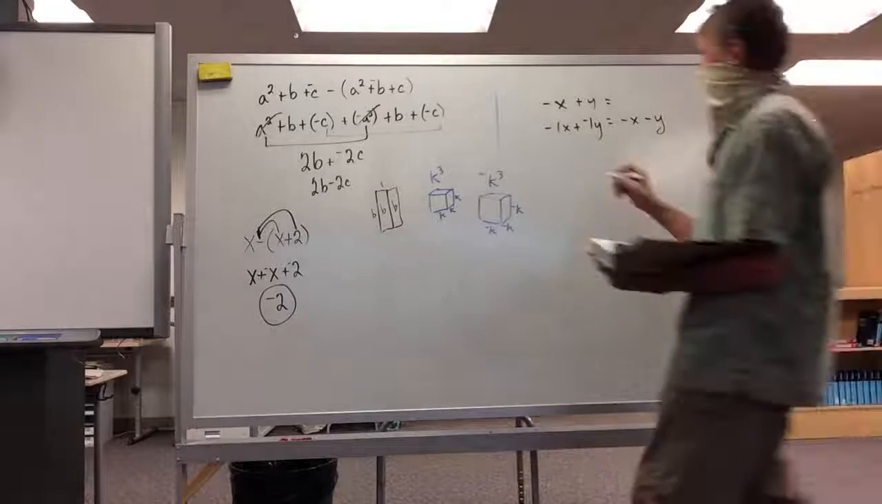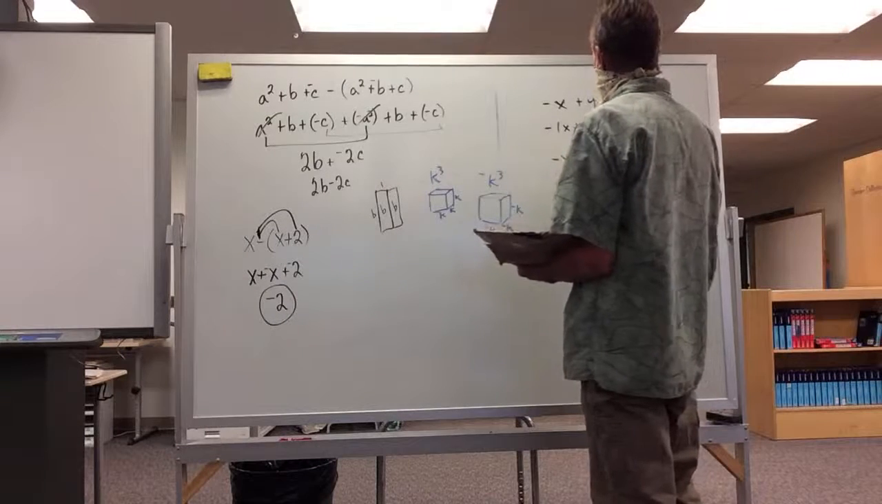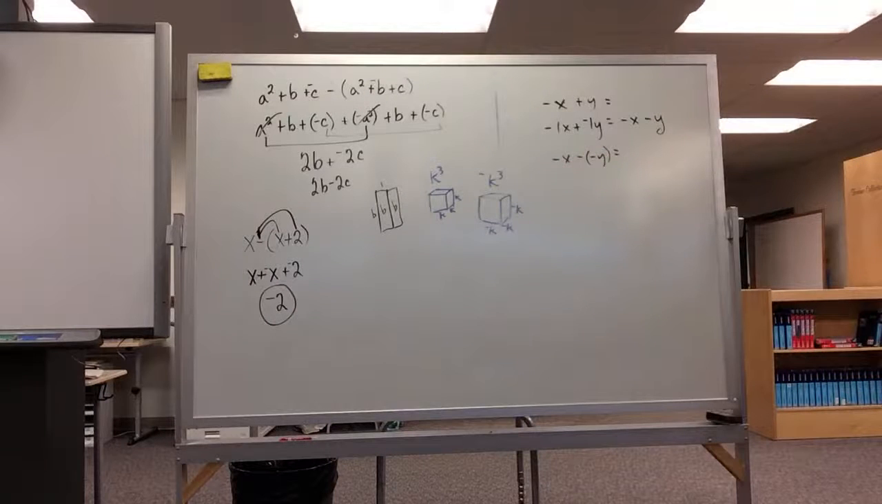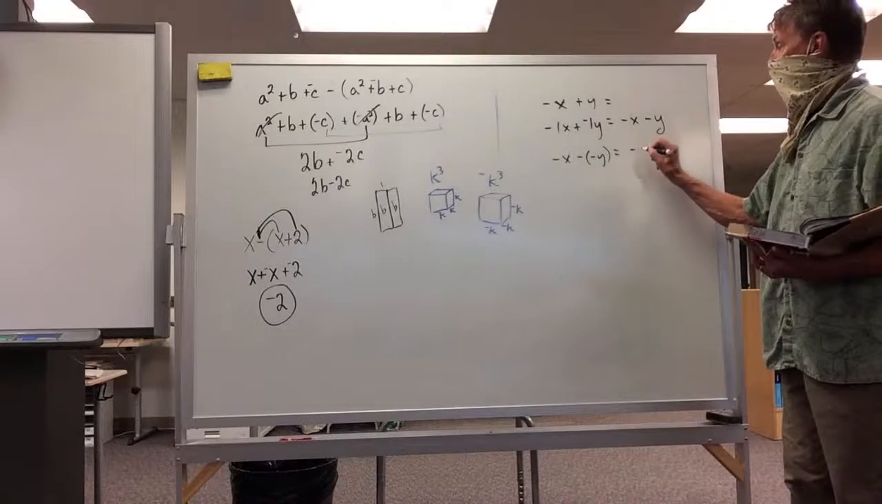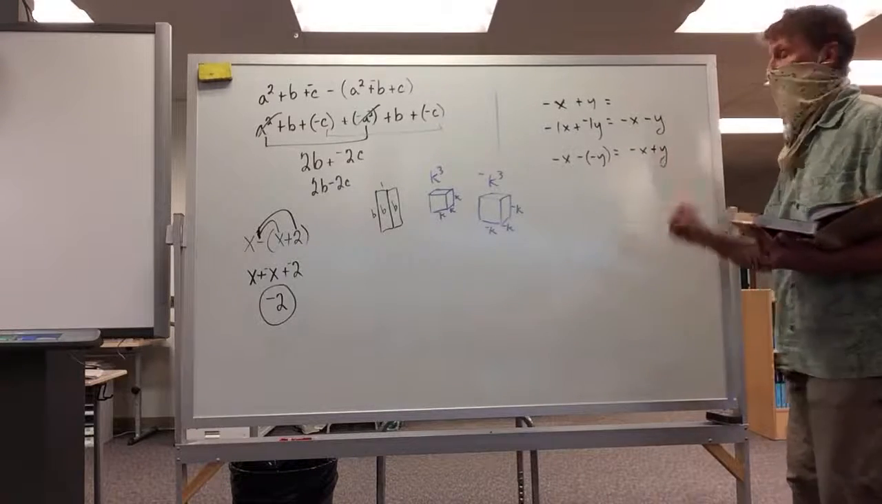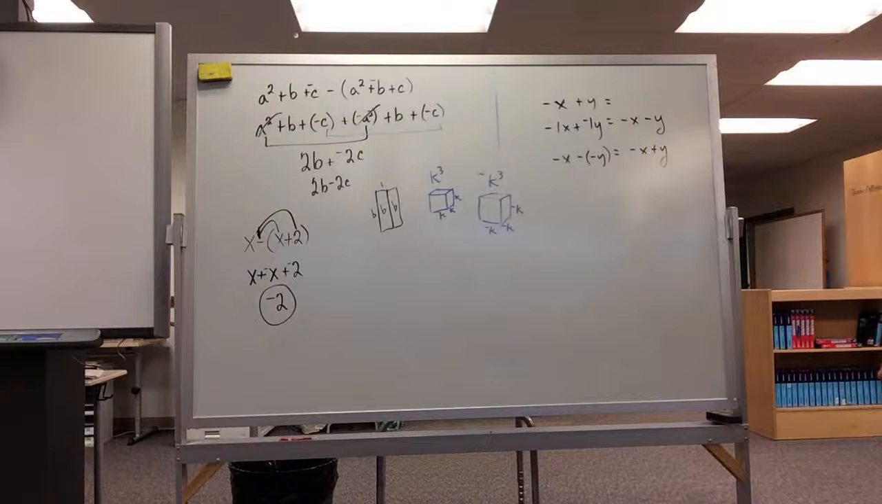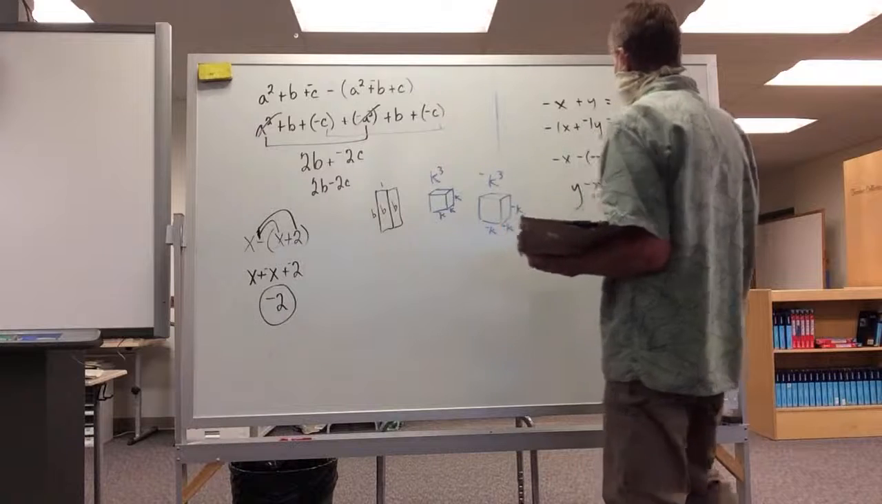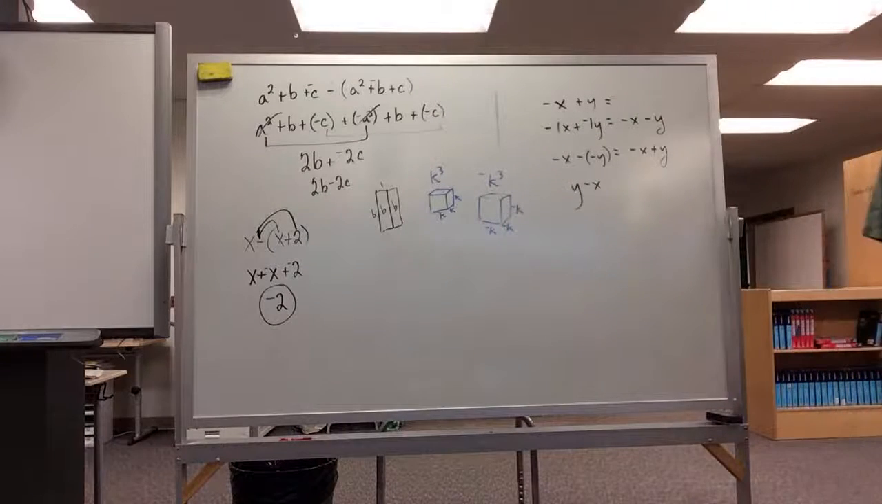Okay, how about this one? Negative x minus negative y. Can that be simplified? Yes. What does it become? Plus y. That would be negative x plus y. Say the whole thing. Negative x plus y. And then if I have y minus x, can that really be simplified? Not so much. It can be rewritten as y plus negative x, but that's about it.